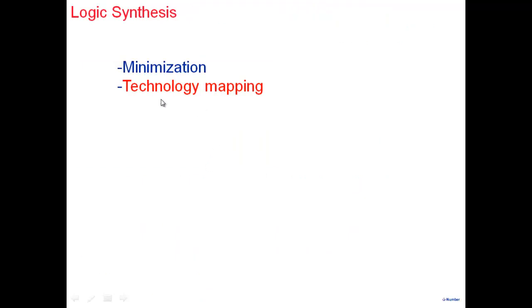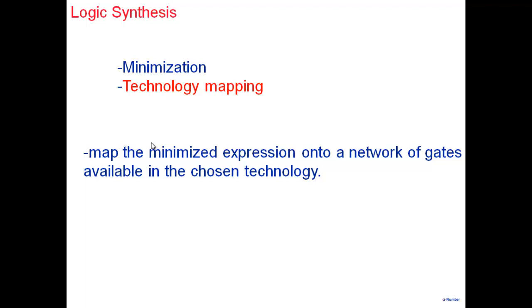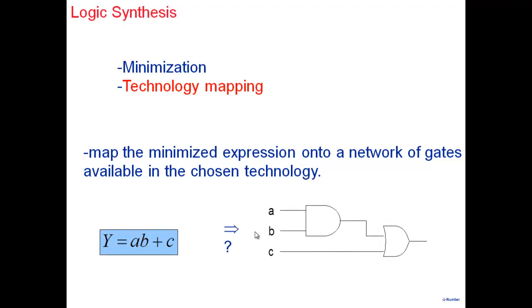The second step is technology mapping. What do I mean by that? Well, we have to map the minimized expression onto a network of gates available in the chosen technology. So the design has to be done with a particular technology. You may be using a bipolar technology. You may be using BiCMOS, both bipolar and MOS. Or you may be using CMOS, or a gallium arsenide-based technology. So there are various technologies available. For us in this particular course, we'll be using CMOS technology here. So in a particular technology, there's a particular kind of gates that are available. And so we have to take this expression and map it. Well, I can't simply do the following.